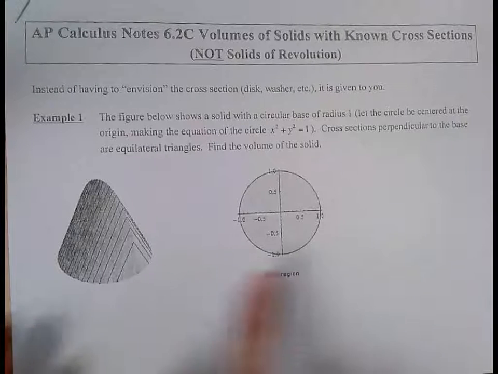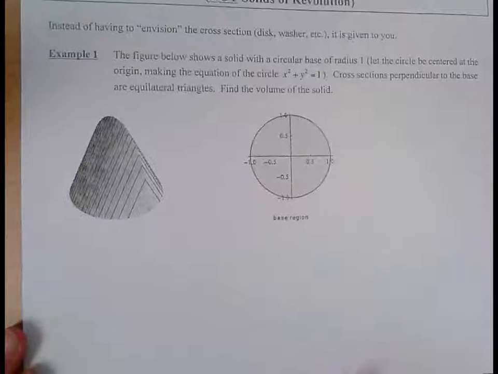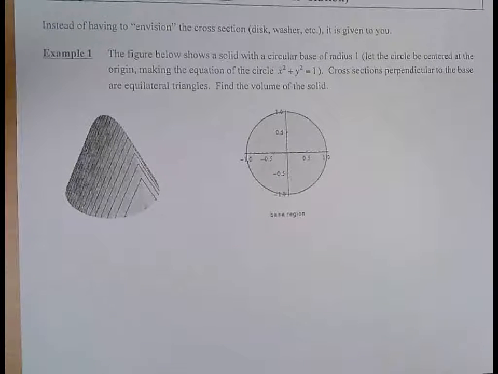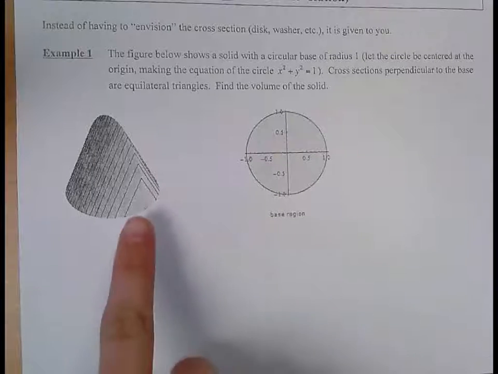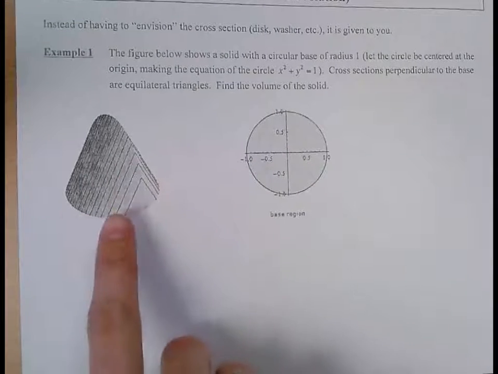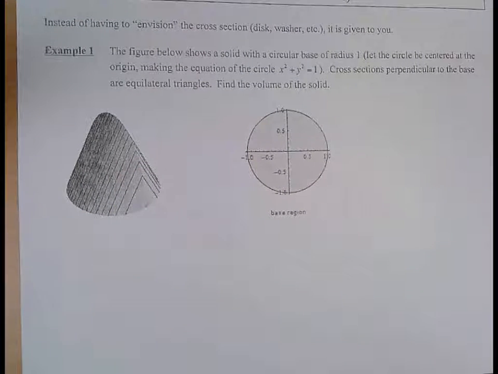So, starting out with an example, I would highly recommend you don't need to draw these, and I would recommend not trying to draw them. For example, this one is talking about the base being a circle and then equilateral triangles coming up off of the circle. These would be much more difficult, in my opinion, to draw, and you don't need to. What you need to know is the cross-section and find the area formula for it.